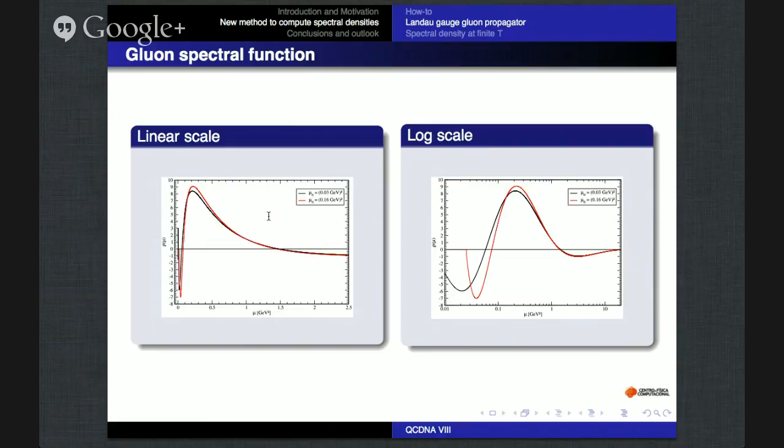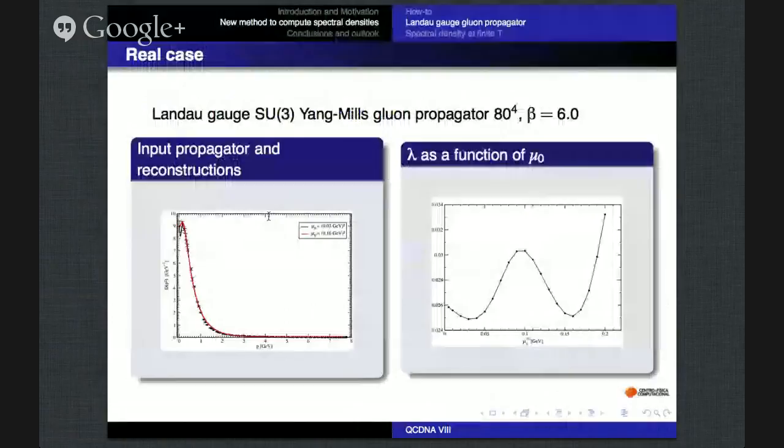I just wanted to understand, there was a plot where you vary mu and the values depend on mu zero, mu sub zero, this cutoff. Should the results be independent of this cutoff? Should lambda be independent of mu zero or no? We have studied how lambda depends as a function of mu zero, and we found two minima. That's all.